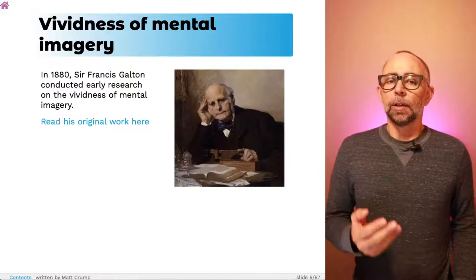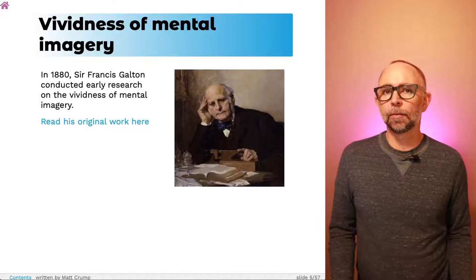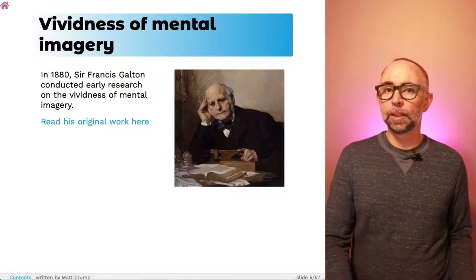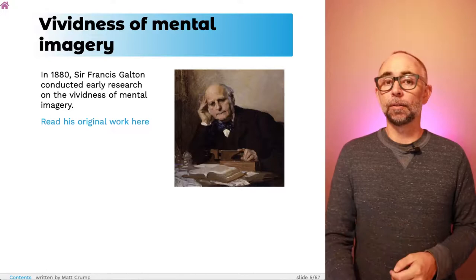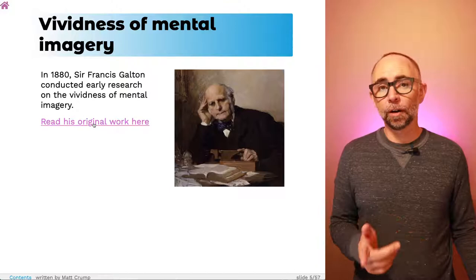If we go to around the 1880s, we're going to see some very early examples of researchers starting to ask questions about mental imagery processes. This is Sir Francis Galton, and he's one of the first people to start investigating differences between people in their mental imagery abilities. I posted a link. If you click this link, it'll take you to archive.org. And if you want to read the original manuscript, you can go and do that. It's in the public domain.